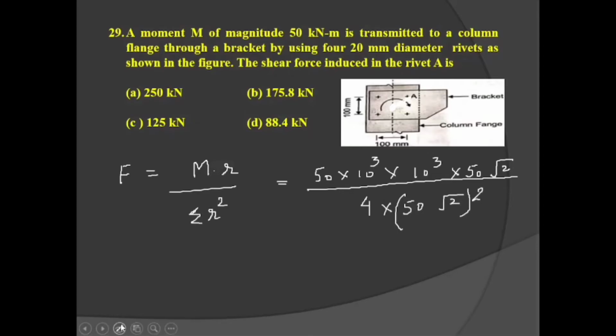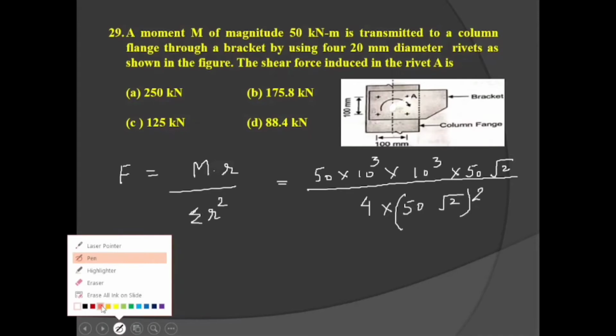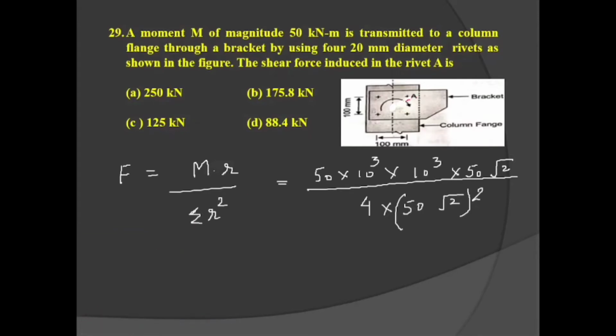Basically the radial distances are here. Likewise this is our radial distance r, r, r, r. All 4 values are r. Now you can easily calculate the value of F2, and after calculation I found the final value equal to 176.77 kilonewton, which is our answer. That is the 29th question. Now let's move towards question number 30.